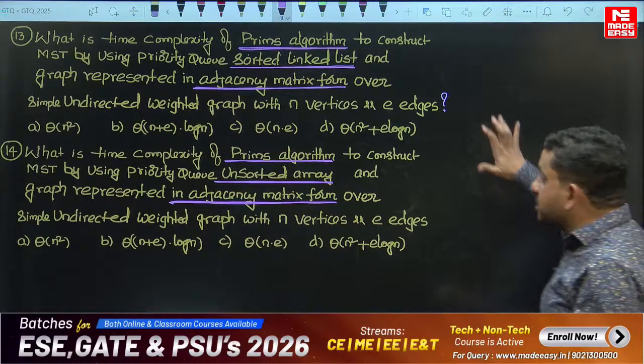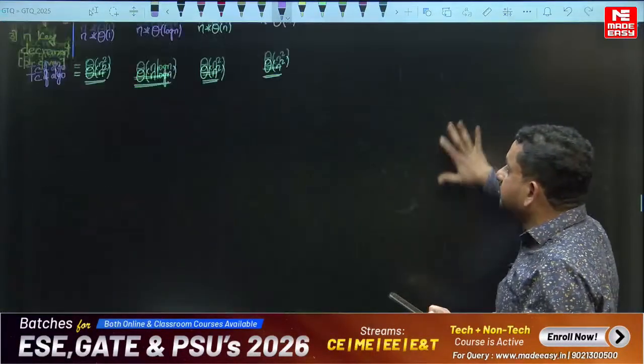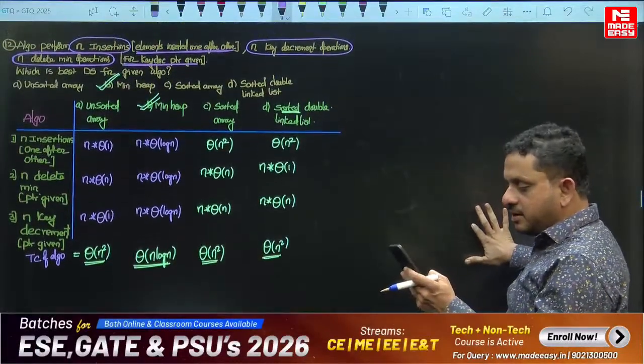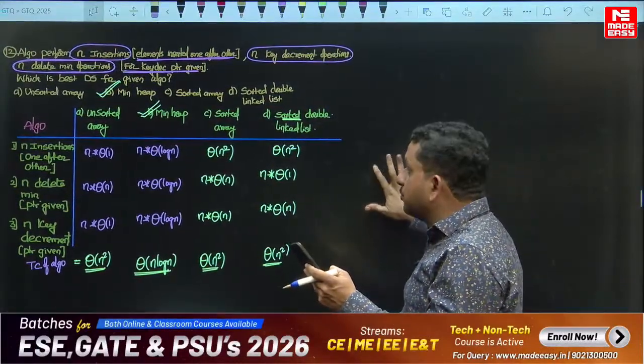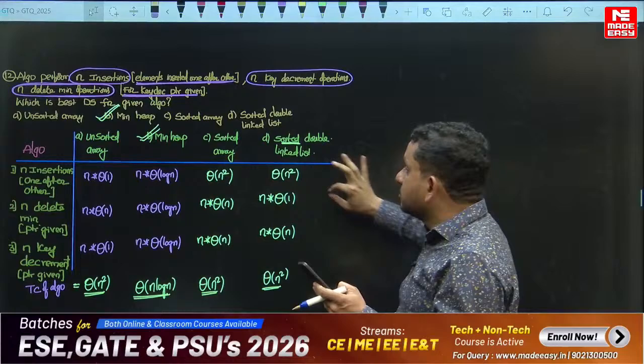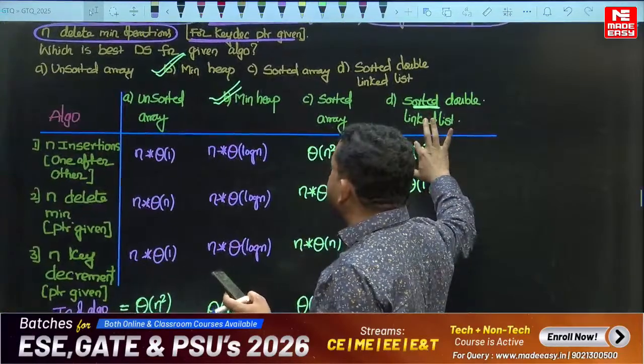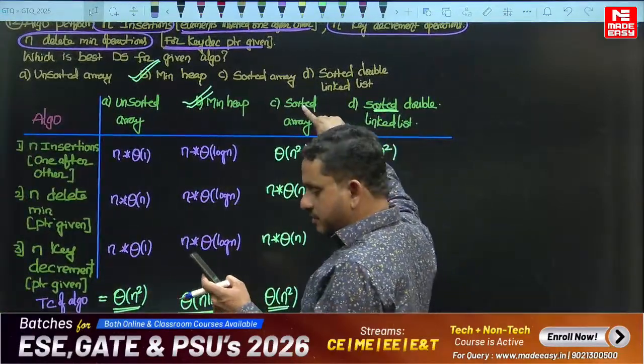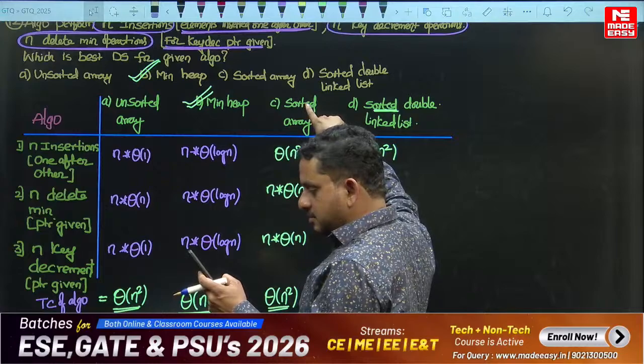So for the previous question, there are some doubts. I am just reading them. Okay, so one doubt: for sorted array key decrement.